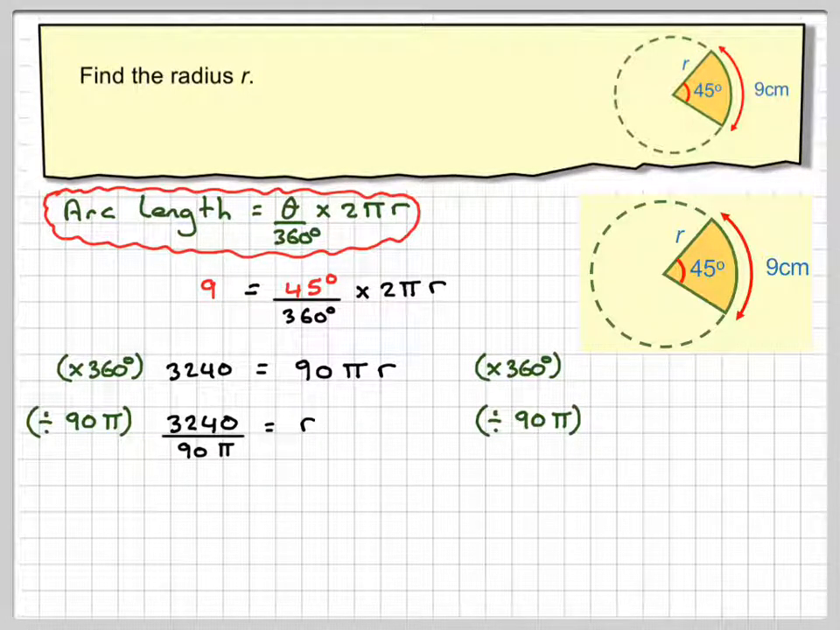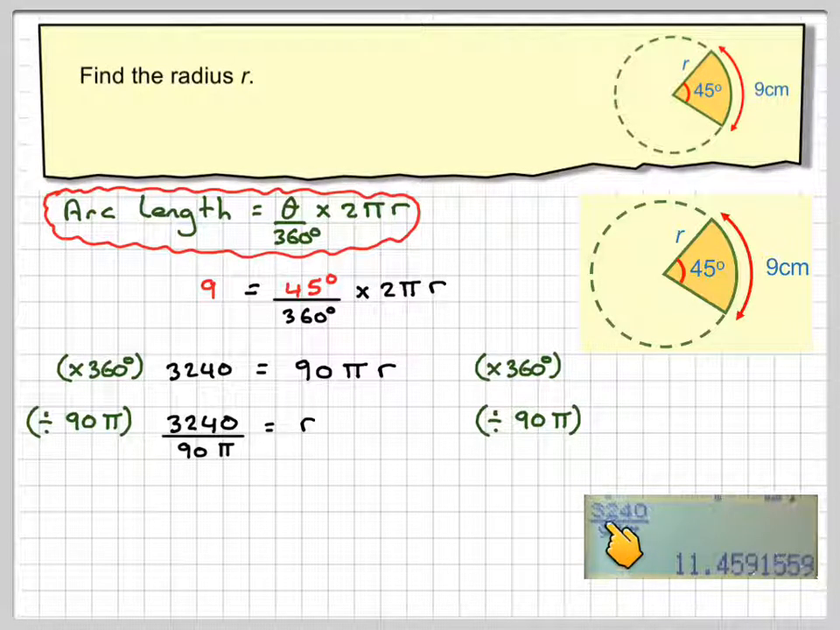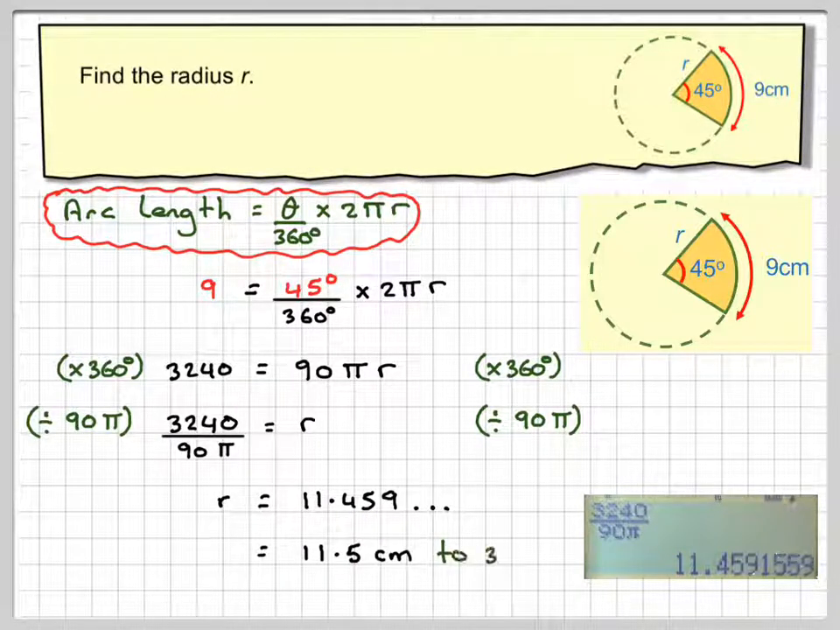On a calculator, using the fraction button, just write it in: 3240 fraction button 90 pi, is equal to 11.459. So r will be equal to 11.459. Round off to 3 significant figures, so that will make that 405. So the answer will be 11.5 centimeters to 3 significant figures.